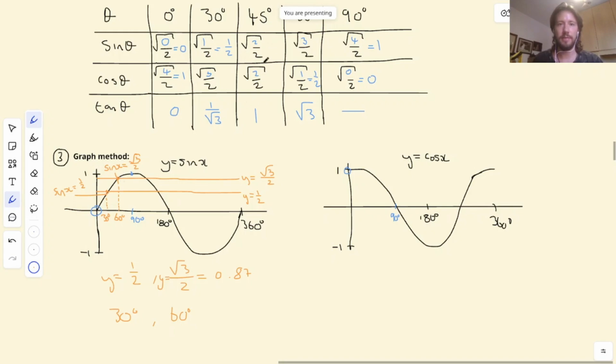Now, the 45 degrees is one that perhaps you just have to remember. You could also draw a line in between for the root 2 over 2, which will be somewhere in between a half and root 3 over 2. And then you'll be able to see that the 45 will sit somewhere over there.